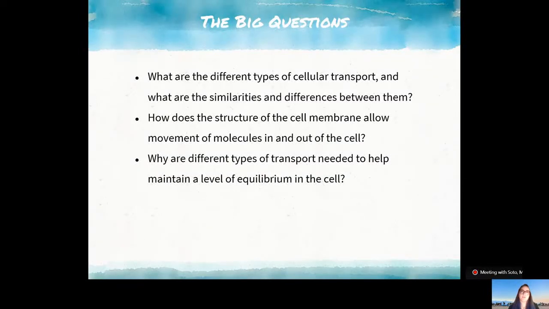Some of the most important questions that we will be answering here, and these are the three questions that you're going to need to have in your notebook under our questions for the unit: What are the different types of cell transport and the similarities and differences between them, the structure of the cell membrane and how it allows for movement of molecules, and the different types of transport that are needed to help maintain equilibrium in the cell. However, in this first part today, we're going to get some background knowledge on cells themselves.